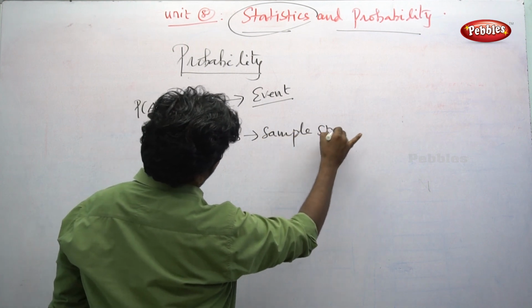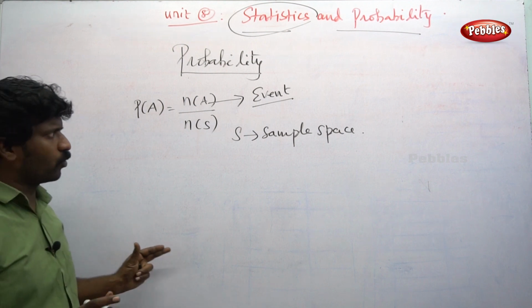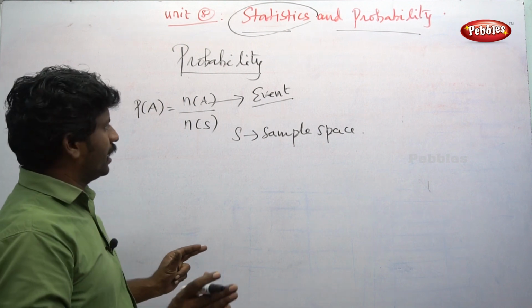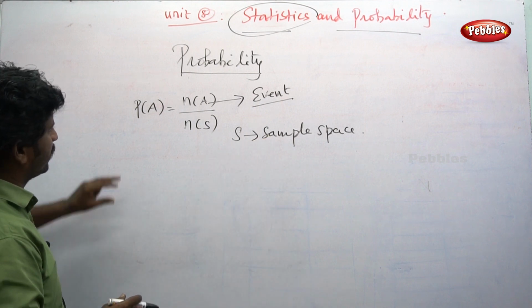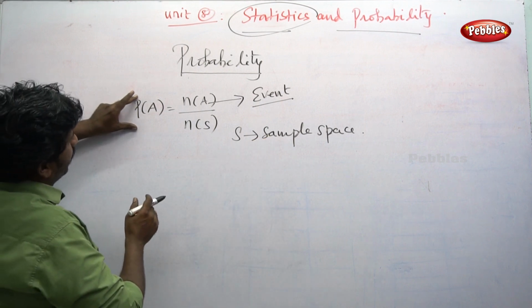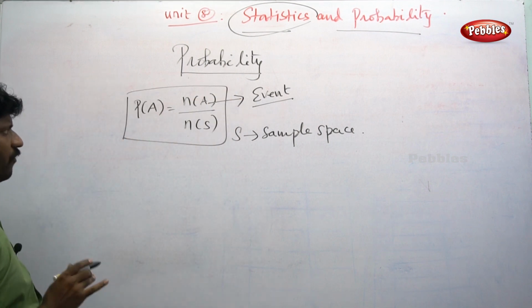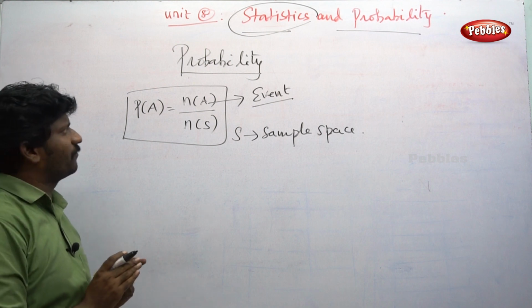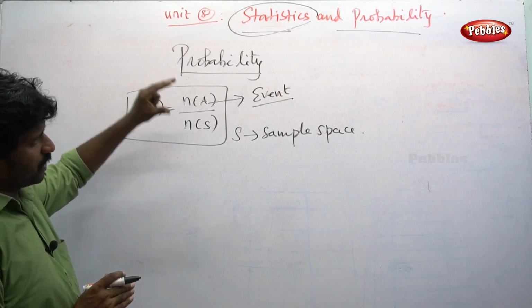S is the sample space. Sample space means we count all the elements that are in the set overall. So this is the probability formula: P of A equals n of A by n of S. This is the basic fundamental formula, and based on this we will do all the sums.